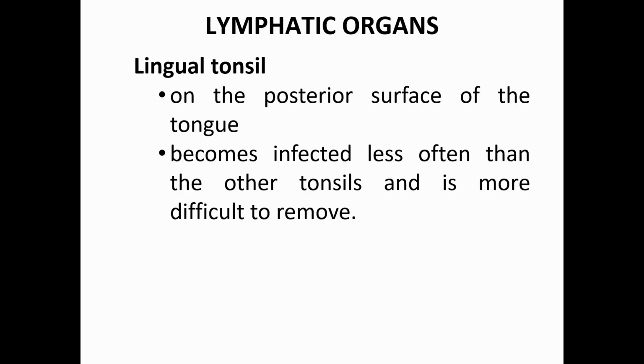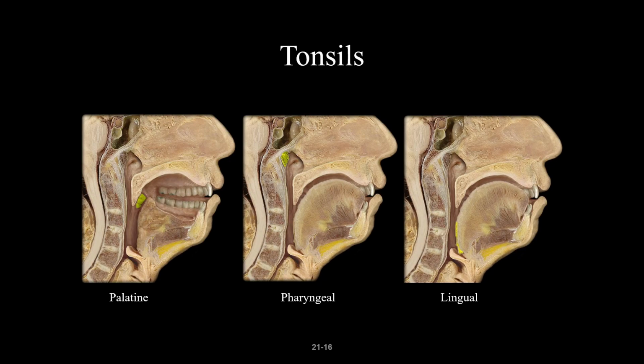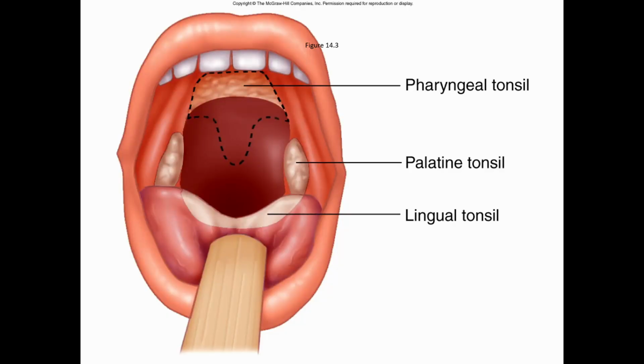And the lingual tonsil is found on the posterior surface of the tongue. It becomes infected less often than the other tonsils and it is much more difficult to remove. So these are the different parts of your tonsils. Another figure describing where your tonsils can be found.